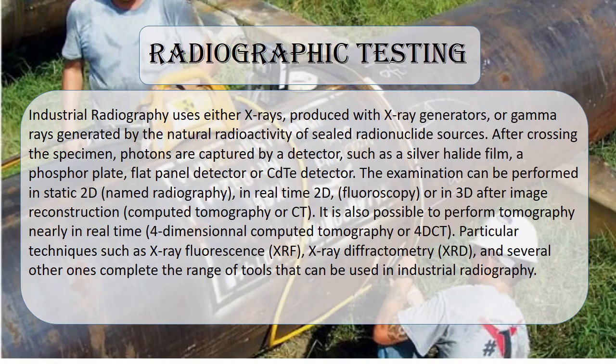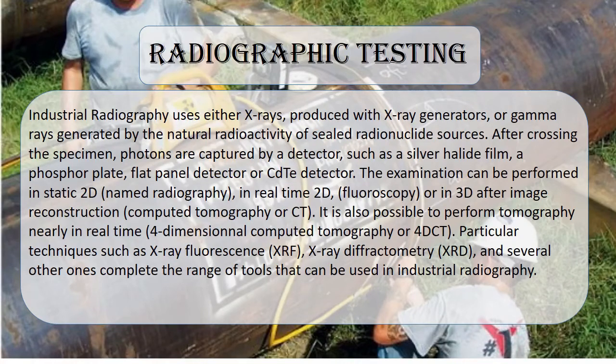Industrial radiography uses either X-rays produced with an X-ray generator or gamma rays generated by a natural radioactive or sealed radionuclide source. After crossing the specimen, photons are captured by a detector such as silver halide film, a phosphor plate, a flat panel detector or a CdTe detector.